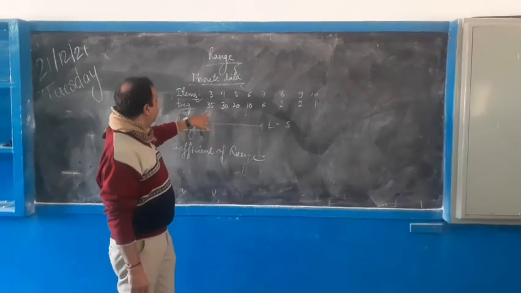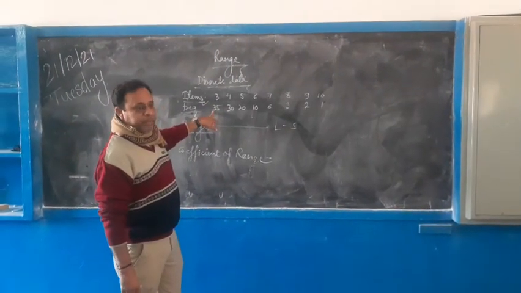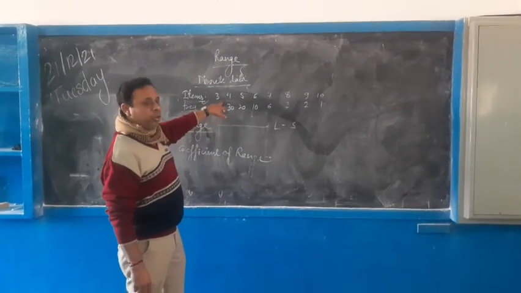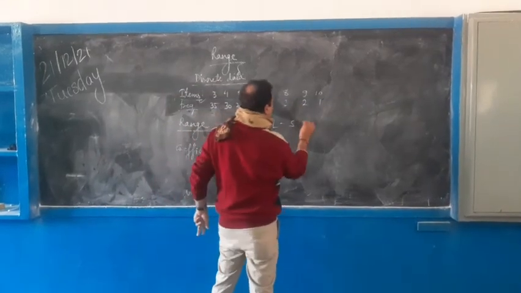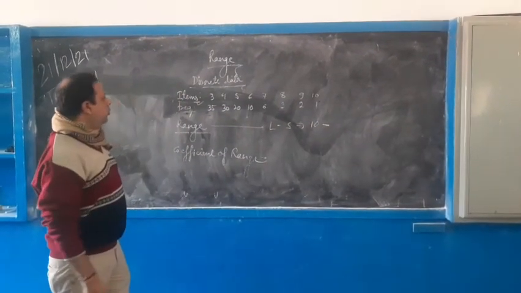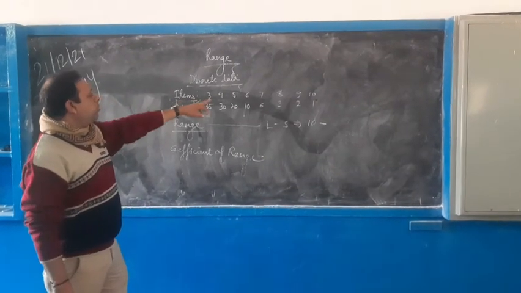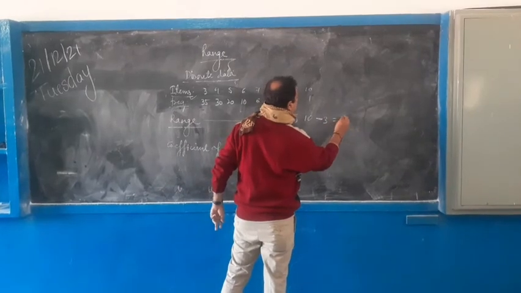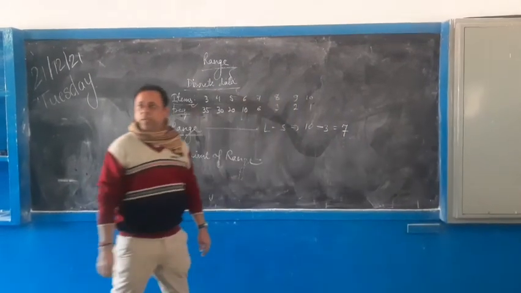Here the largest value we will not find from frequency, because frequency is the number of repetitions. We will be finding it from the items. So the largest value is 10, and the lowest value is 3. So here the range will be 7.